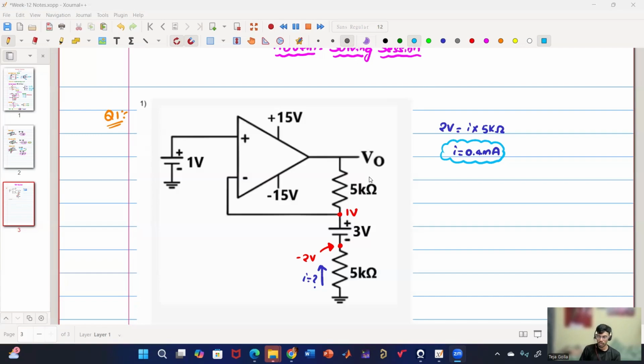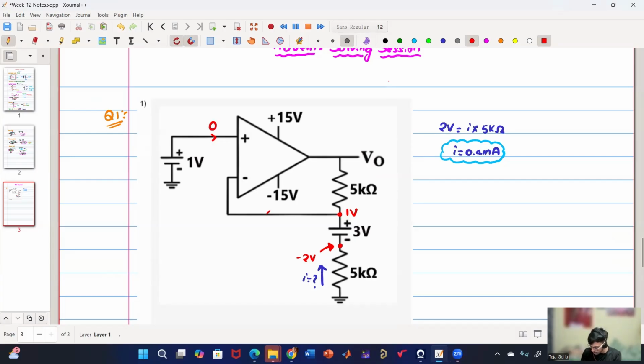Hello. Okay. Let me ask you one thing. What is the current here entering the positive terminal of the op-amp? What is the current? Zero. Yes. Very good. So this is zero.